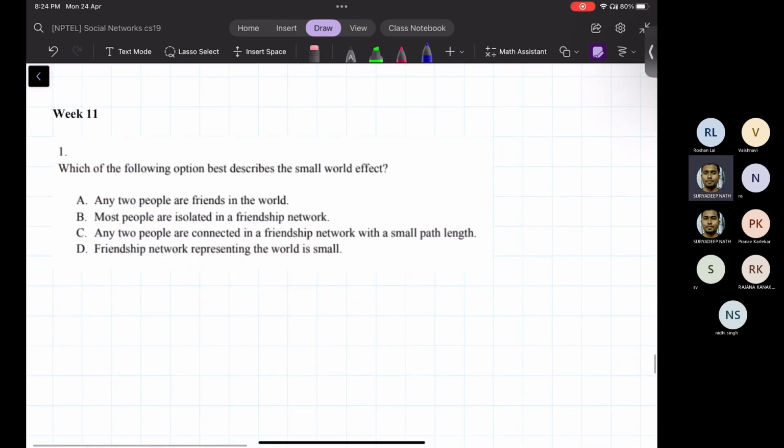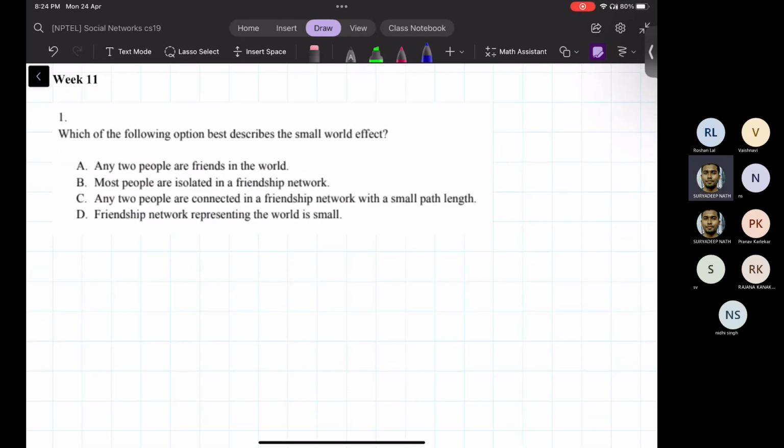Coming to week 11, which of the following options best describes the small world effect? In the small world effect, it has two components. One is homophily, that you are friends with people near you, and you have some friends that are far away from you. Those are weak ties. So it's two concepts, homophily and weak ties.